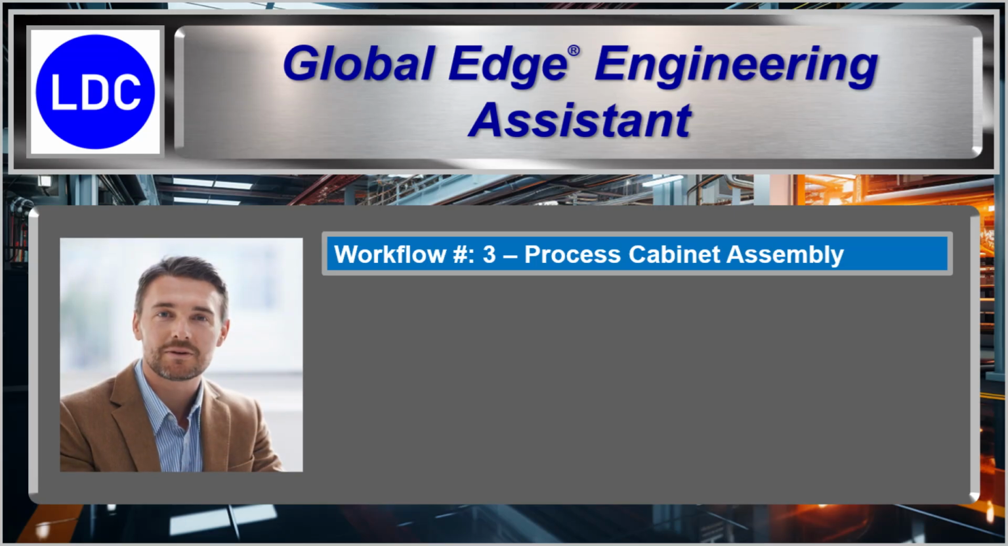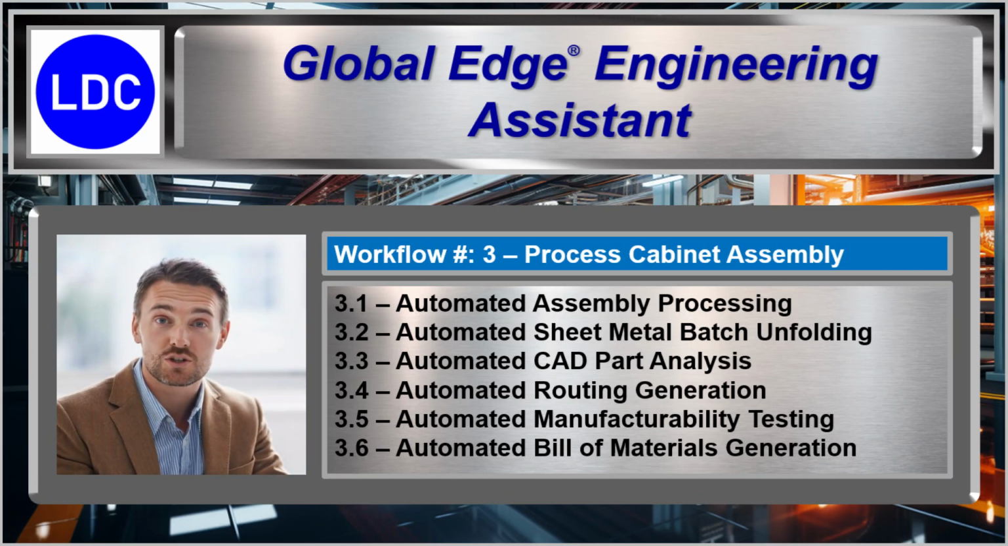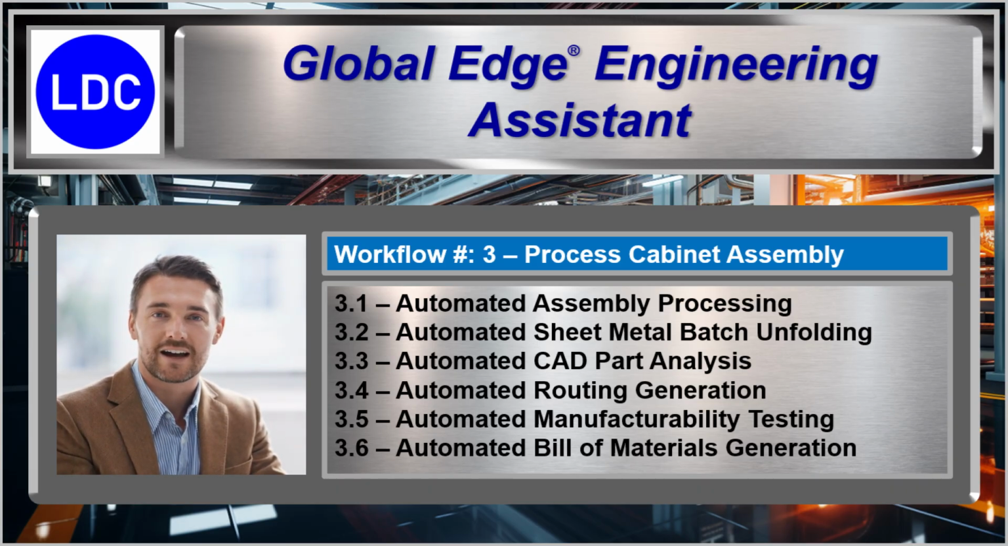Process cabinet assembly illustrates the processing of a SolidWorks sheet metal cabinet CAD model assembly, including manufacturability testing to identify any potential fabrication errors or issues. This includes the automated preparation of information for manufacturing and the shop floor with the following automated steps.